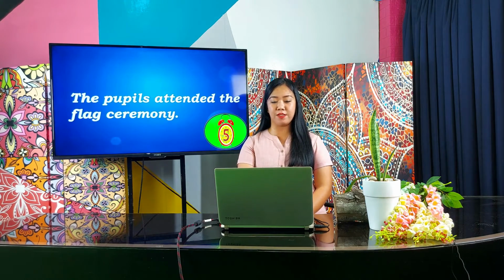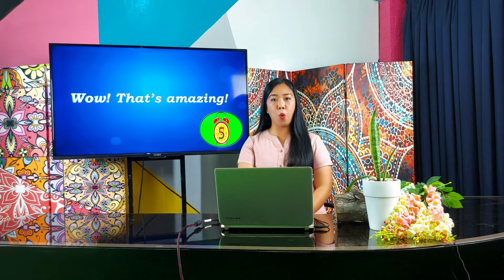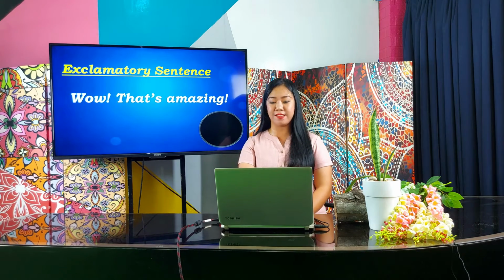How about this sentence? The pupils attended the flag ceremony. What is your answer? Correct. Declarative sentence. It begins with a capital letter and ends with a period. Last sentence. Wow, that's amazing! What is your answer? Correct! Exclamatory sentence. It begins with a capital letter and ends with an exclamation point. Good job, kids! You are now ready for our next lesson.